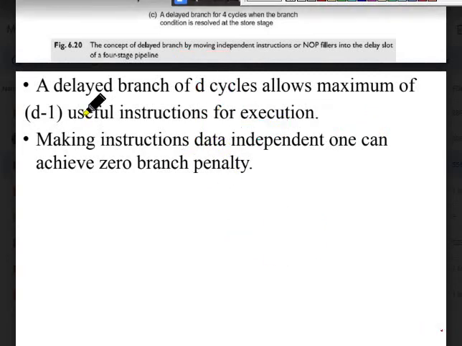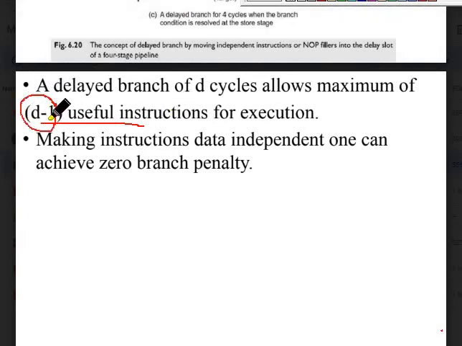See, as I mentioned, a delayed branch of total D cycles allows a maximum of D minus 1 useful instructions, because the first instruction is already executed. So what are we left with? We are left with total instructions minus 1. If I assume one instruction takes one cycle, it will take D minus 1 CPU cycles. Next is making instructions data independent. By making this data independent, we can try to achieve zero branch penalty.